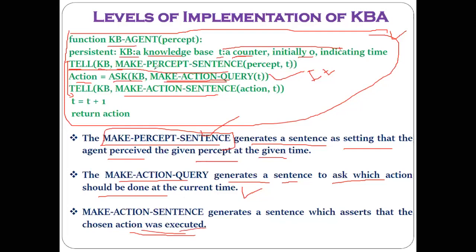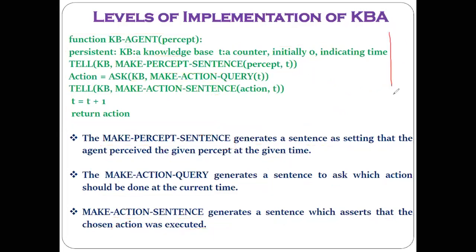You must get the difference between the make percept sentence and the make action sentence. What is the difference between these two sentences? Firstly, they identify or recognize, and then perform the action. Make percept sentence tells the agent what he is perceiving from the environment, what information he is getting from the environment, and make action means performing the actual actions. Understood. The make action sentence generates a sentence which asserts that the chosen action should get executed or implemented.